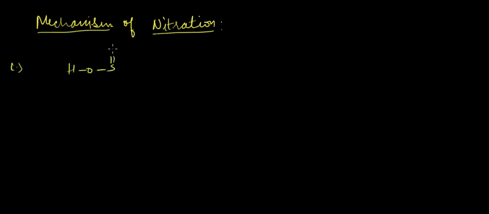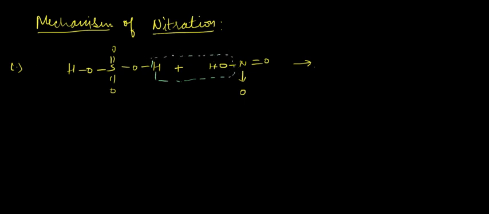H2SO4, and we have HNO3. So what happens in the first step is this H from H2SO4 and OH from HNO3. Now in this case, H2SO4 is a stronger acid than HNO3. So H would be taken from the H2SO4 and OH will be taken from HNO3 to form a water molecule, and as a result we will get water molecule plus HSO4 minus and NO2 plus.